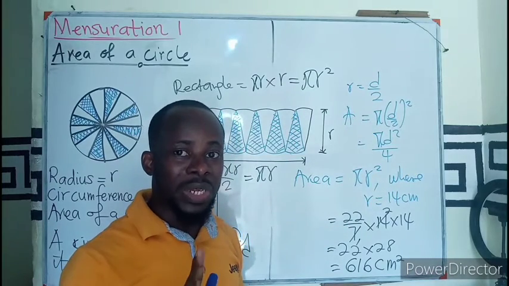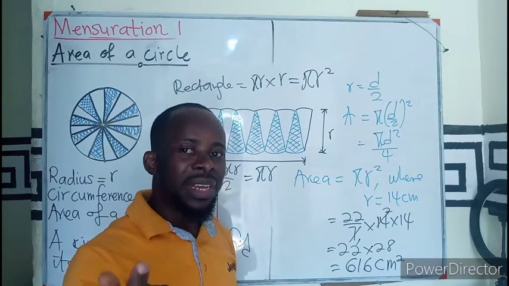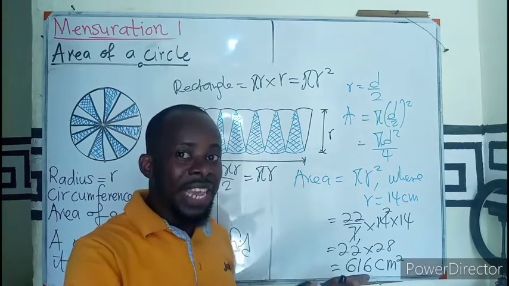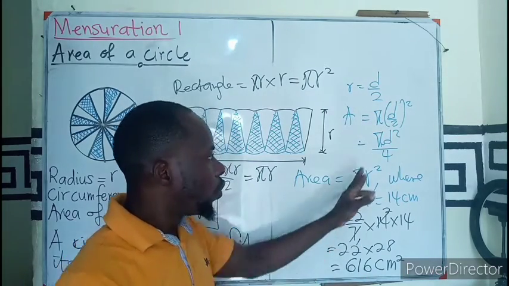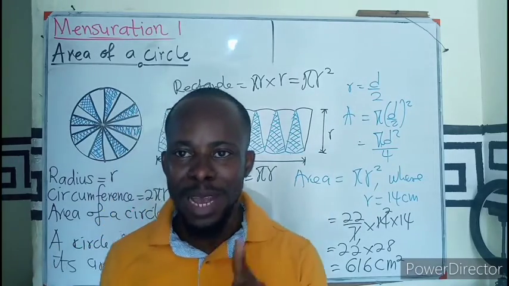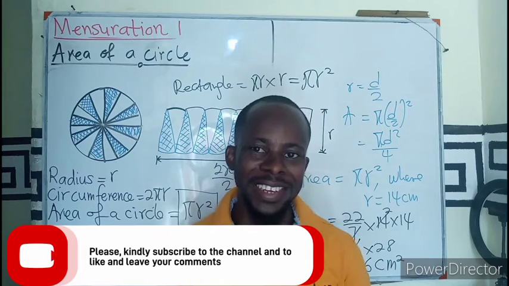So any question that makes use of a diameter which is not an even number you can divide easily to get your radius, you use this formula directly to get your answer. I believe you get the concept. So easy, right? All right.